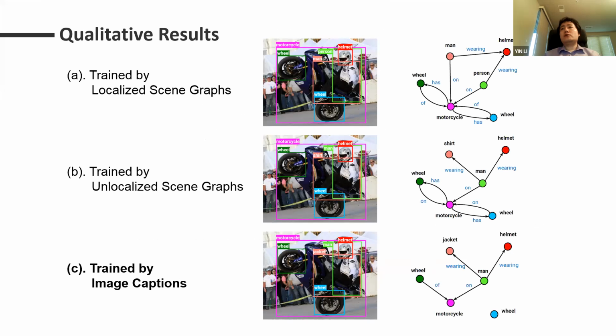Here are some visualizations of the results. We're comparing these qualitative results from our model trained with different settings. We have the fully supervised training, which requires localized scene graphs. We have the weakly supervised setting in the middle, which requires unlocalized scene graphs. And finally, we have probably the weakest form of supervision, which only requires image caption data. If you take a quick look at these results, it seems that the model trained with image captions produces relatively sparse graphs. They just have fewer edges, right?